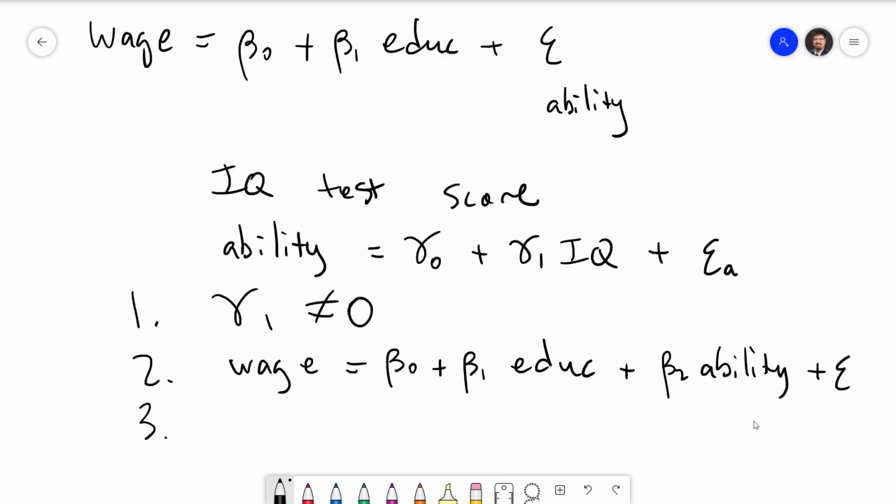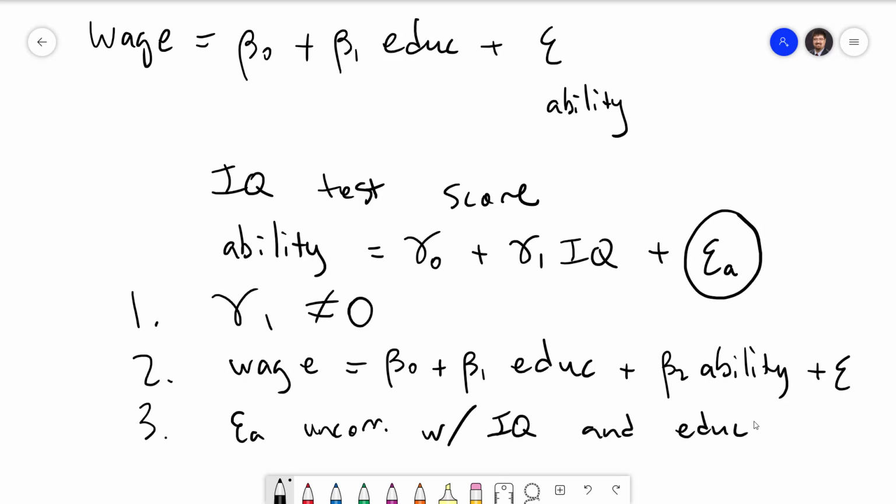Our third requirement is that the portion of ability unexplained by IQ, that's this part right here, is uncorrelated with the rest of the variables. So we need epsilon A uncorrelated with IQ and education. Let's think about the portion of ability that is not related to IQ. We tend to think of IQ as kind of a book smarts measure, so the rest of ability could be something like physical ability or emotional intelligence, things like that.